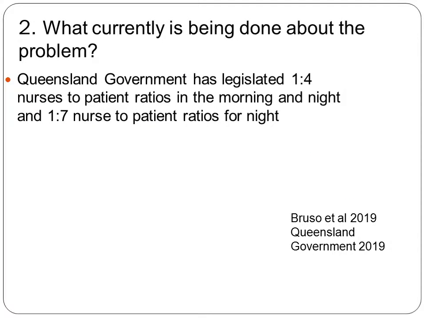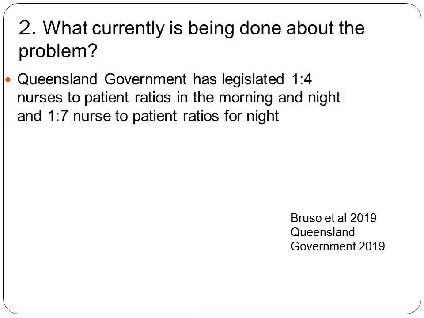What is currently being done about the problem? The number of nurses on a shift plays an important role in patient safety and quality of care. So the Queensland government has legislated minimum nurse to patient ratios in the public health facilities to reduce the workload, improve patient safety and quality of care.